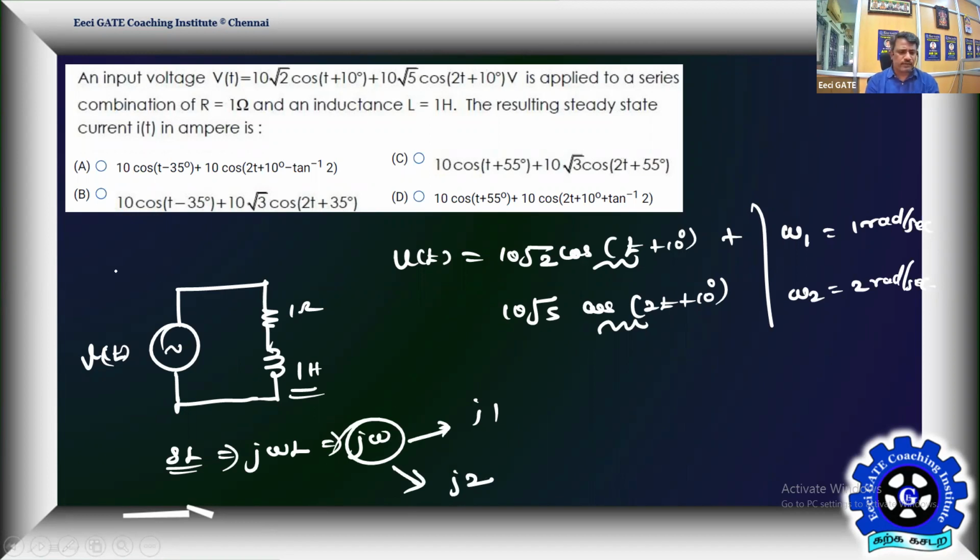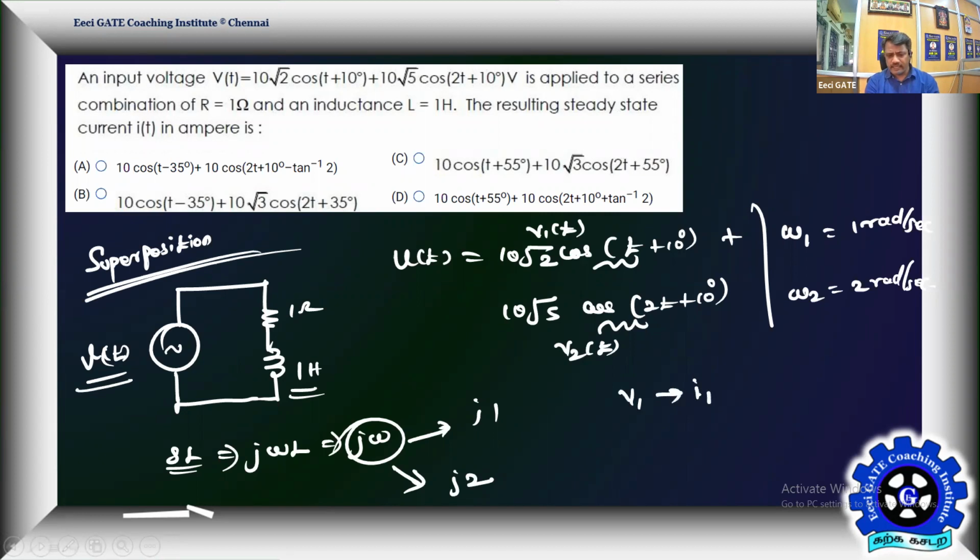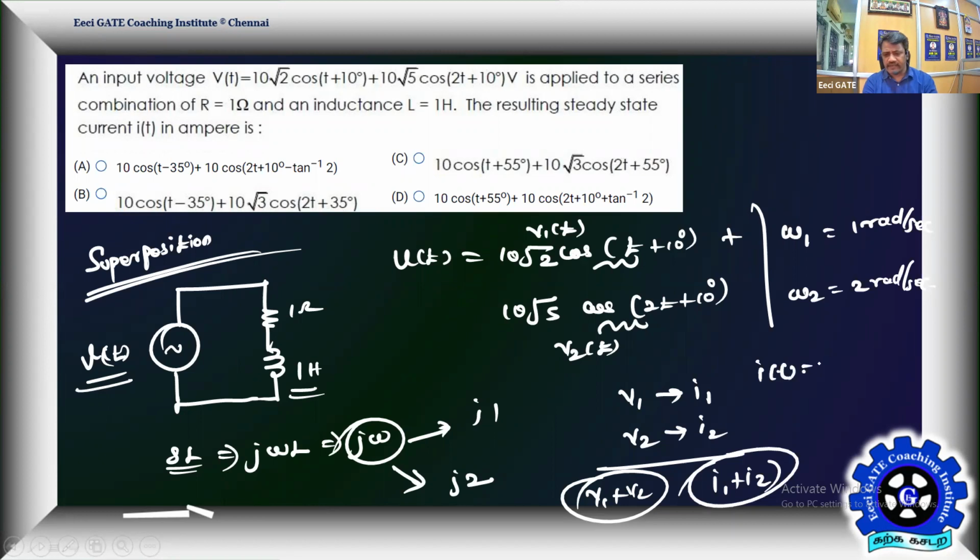That means we should go strictly by the principle of superposition. So activate your signals one by one. Split your V of t into 2 components. This component you can take as V1 of t, and this component as V2 of t. Let V1 give the current I1, let V2 give the current I2. Since it's a linear circuit, even though it is R and L, they are passive linear elements only, so you can add the 2 inputs. V1 plus V2 is the actual input, so the output is going to become I1 plus I2. Just go by superposition and get your current I of t: I of t equals I1 of t plus I2 of t.